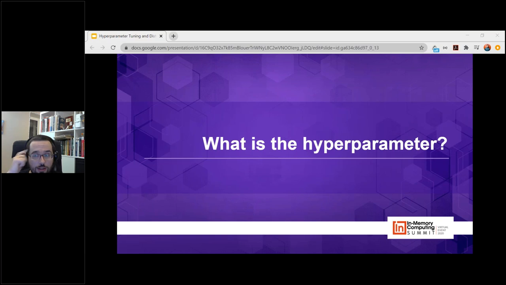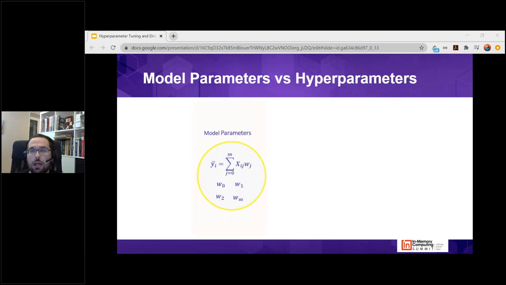Let's keep in mind that such settings are known as hyperparameters, and that the task of searching for optimal hyperparameter values is known as HPO. Maybe later in this presentation we will use this term, the hyperparameter optimization problem. Let's start from the basic definition. What is and what is not a hyperparameter?